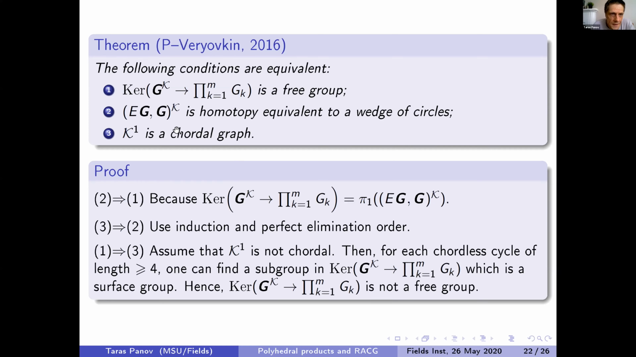And the 1 implies 3, well, that's probably a well-known argument in geometric group theory. So if it's not chordal, then you have an empty cycle. For this empty cycle, you can find a subgroup in this kernel which is a surface group. Because remember that example, when you have a chordless cycle, then the group corresponding to this chordless cycle is a surface group, and it retracts out of the whole thing. So you find a surface subgroup inside your group, so it cannot be free.